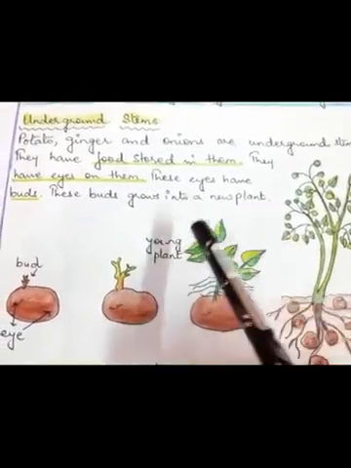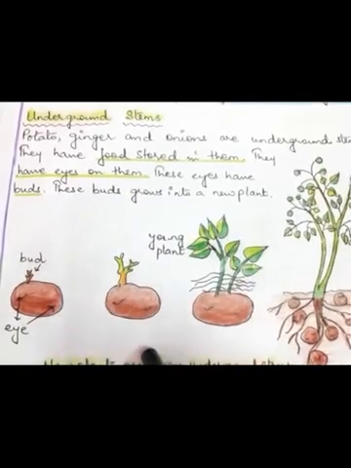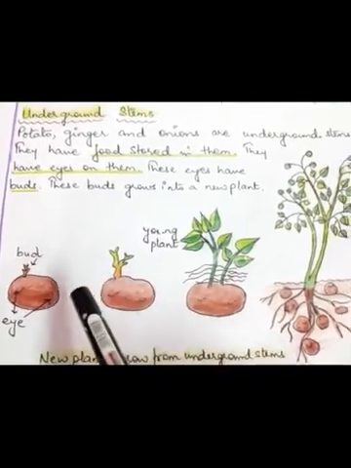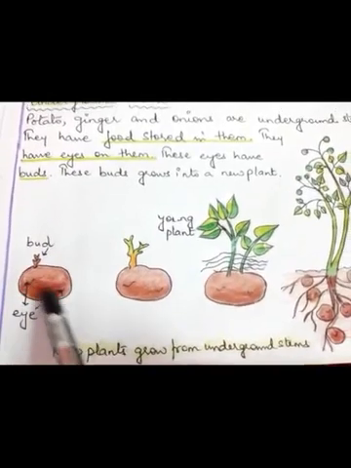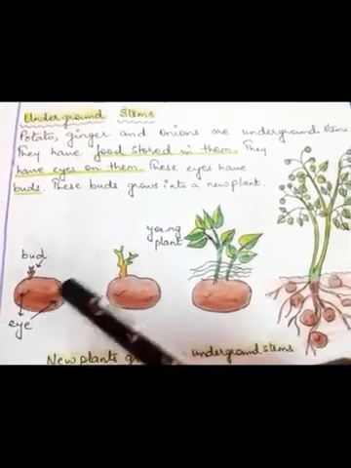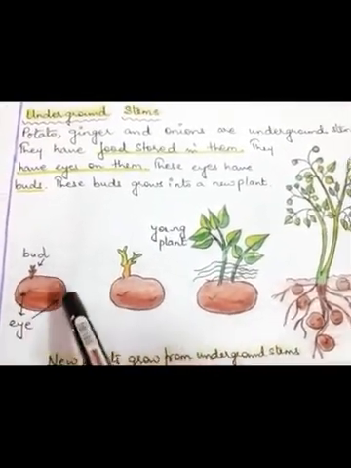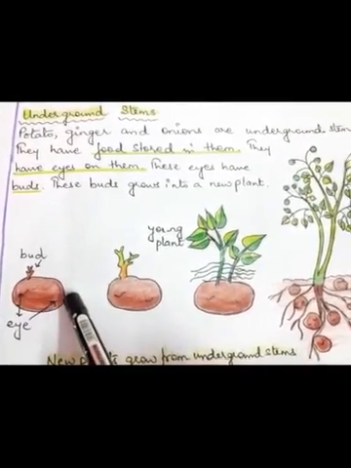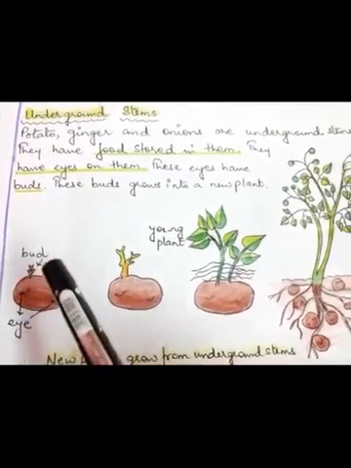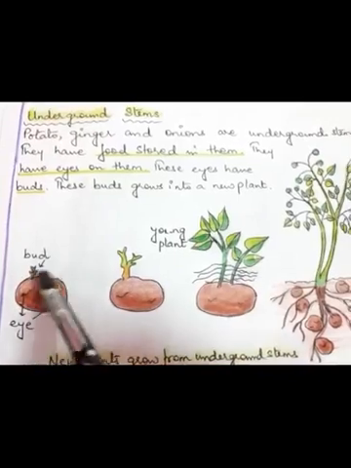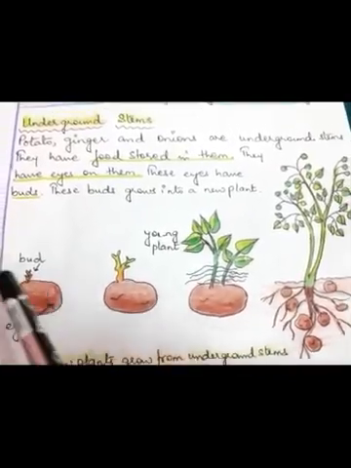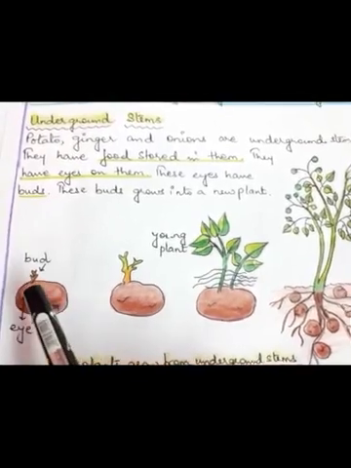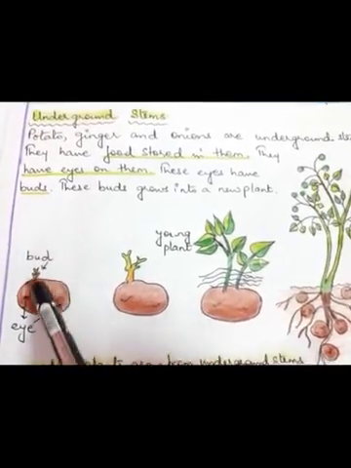So let's take the example of a potato here. Can you see they have several eye buds? I have marked them here. If you check a potato, you will see there are several eye buds on the top of the potato. Through those eyes a bud grows. Can you see this bud?